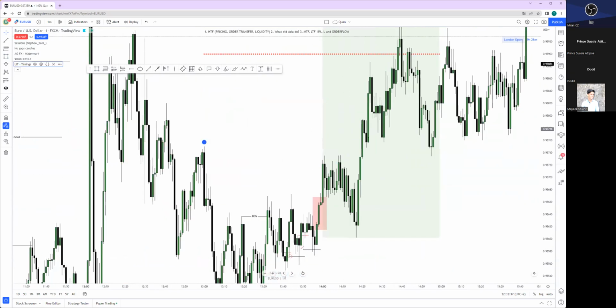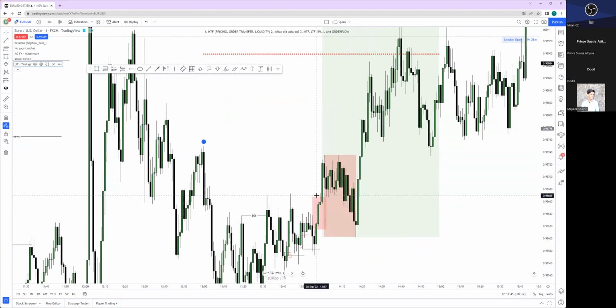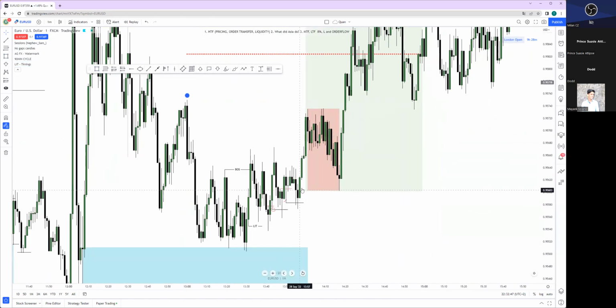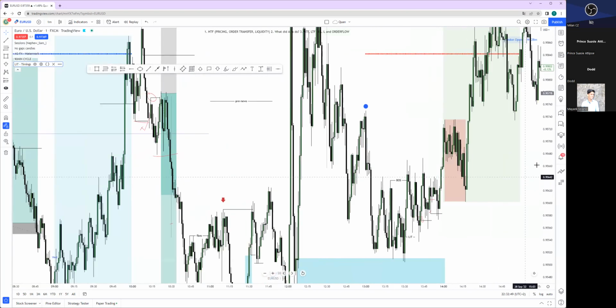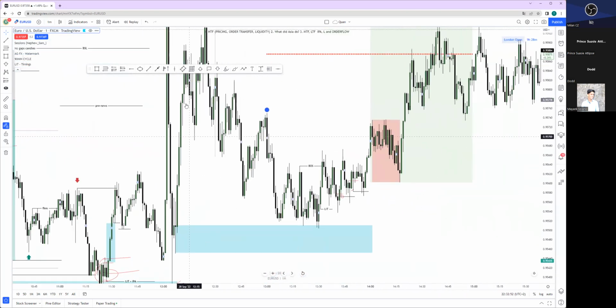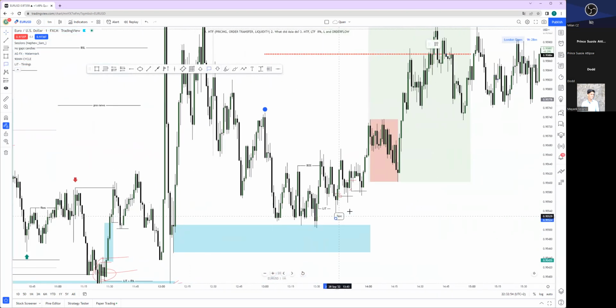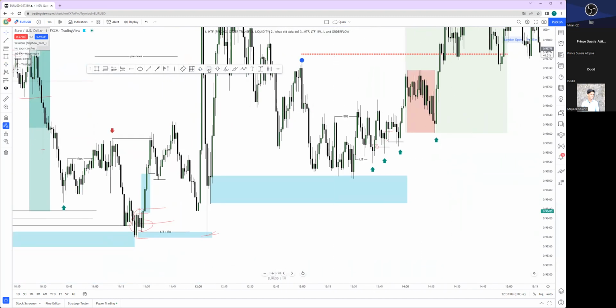Okay, so the New York Open started with a manipulation down, which would be this whole move down. And that's the only reason this was mitigated that deep. So this is the last entry. Now I'm going to mark all of those entries out for you. I'm going to take a screenshot of this chart later and send it to you guys. And you could have even taken a mitigation of this wick as well.